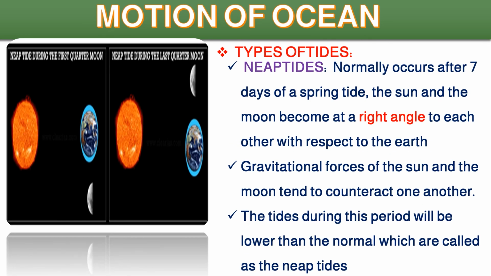Neap tide occurs about 7 days after spring tides. The sun and the moon become at right angles to each other with respect to the earth. Here you can see this is sun, here moon, and here earth. The gravitational forces of the sun and the moon tend to counteract each other. The tides during this period will be lower than normal, which are called neap tides. These are the two types of tides. The first one was spring tides and the second one was neap tides.